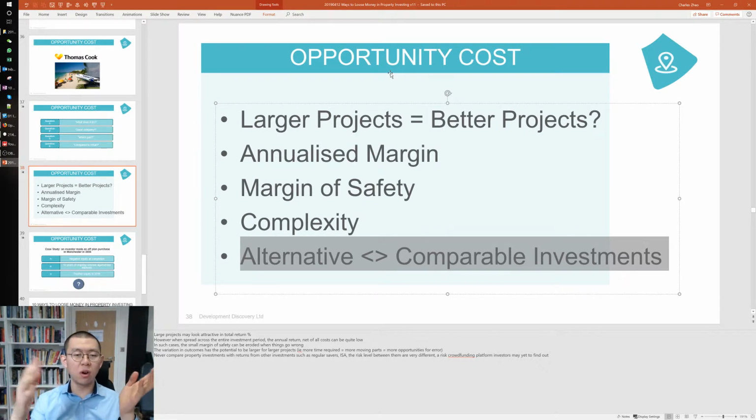So if you're a regular saver at 2%, 3% a year, you will get that unless the bank goes bankrupt, in which case the regulator will step in and still pay you that. Whereas it's very much a different story if you invest in a developer and the developer goes bust or the project goes wrong.